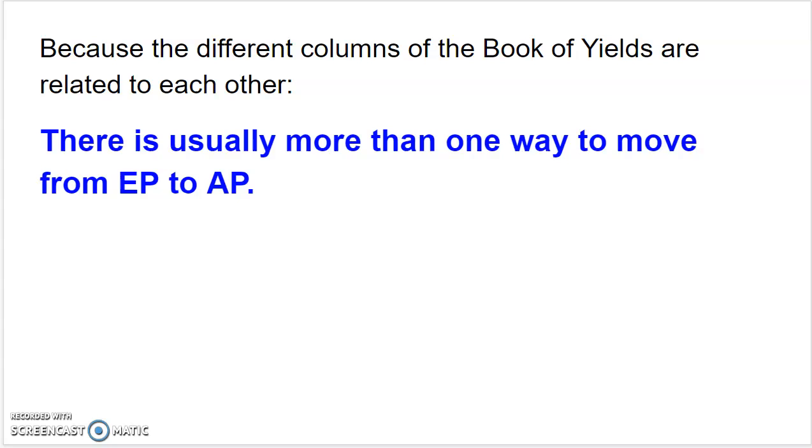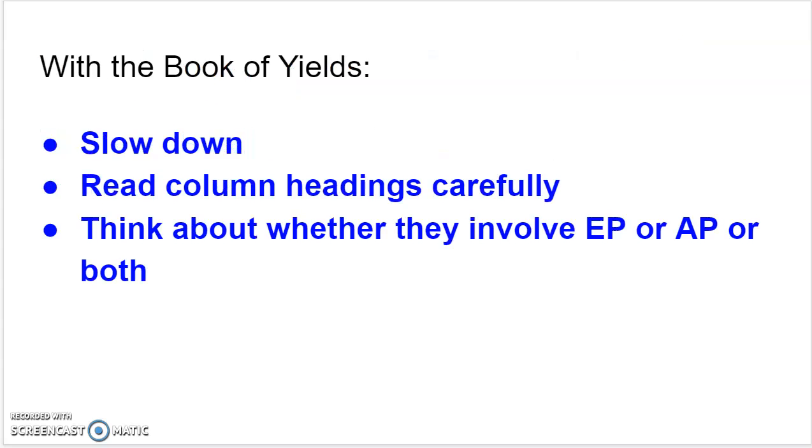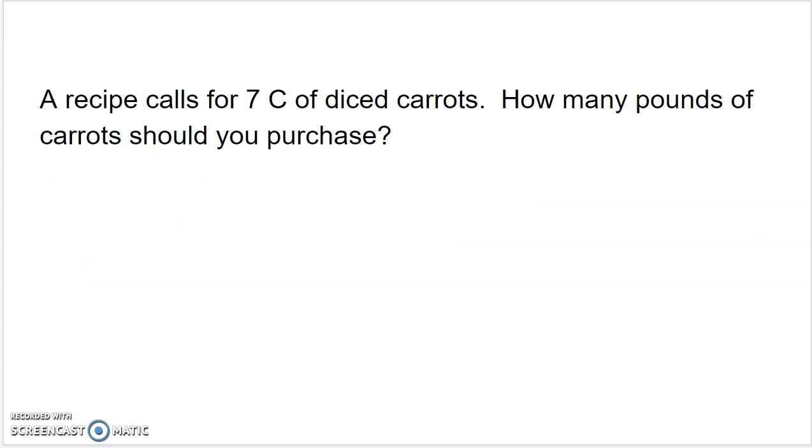Because the different columns of the book of yields are related to each other, there's usually more than one way to move between EP and AP. So when you're reading the book of yields, slow down, read the column headings really carefully, and think about whether they involve EP or AP or both. Like I said, it can be confusing, so let yourself go slowly and think carefully at first.